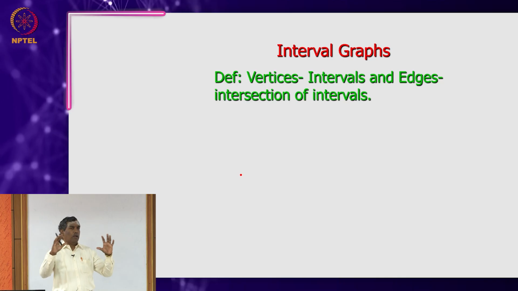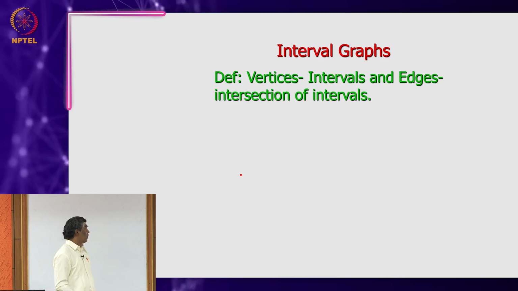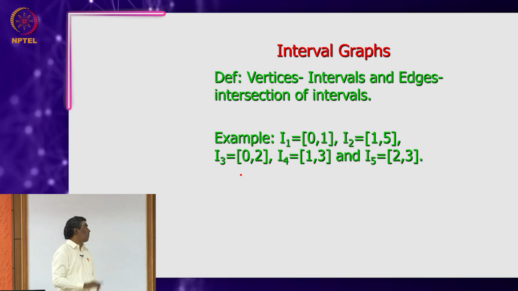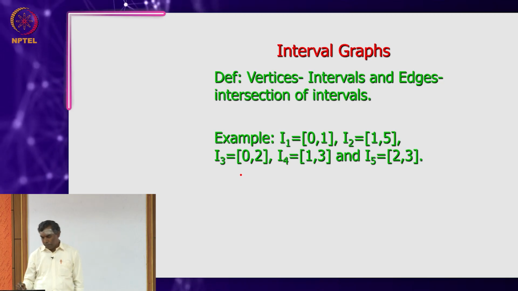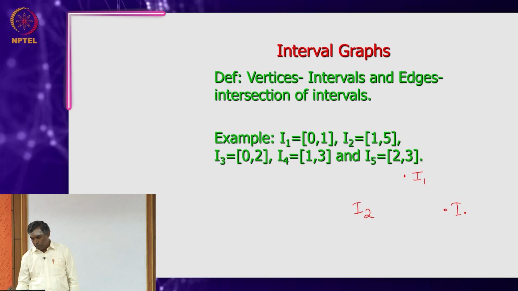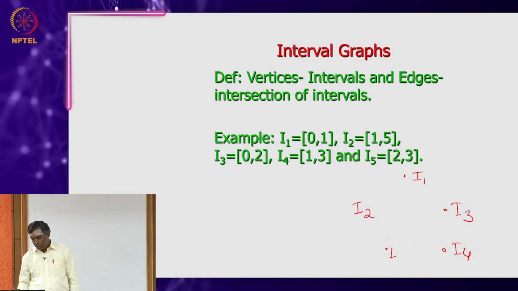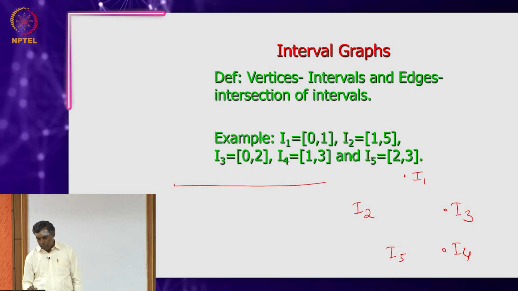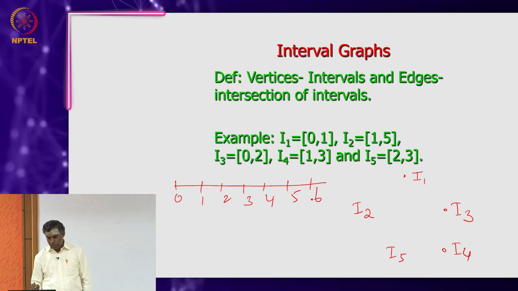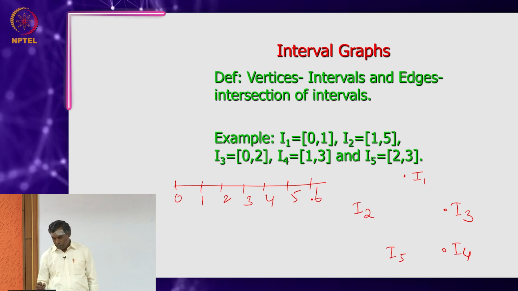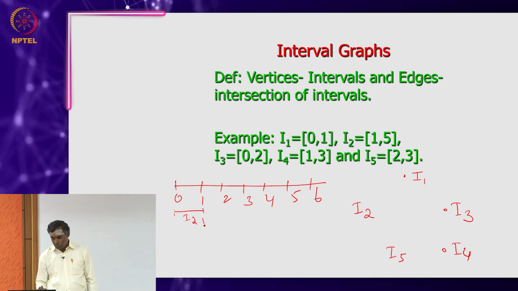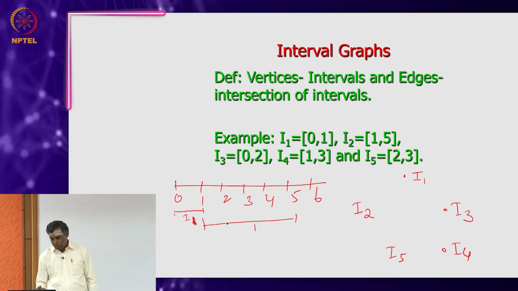An interval graph is a graph derived from an interval set. You take the vertices as intervals, and if two intervals intersect, then there is an edge between the two intervals. For example, I take this as I1, then I2, maybe I3, I4 and I5. If you take a number line, marked 0, 1, 2, 3, 4, 5, 6, the intervals are, this is I1, I2 is 1 to 5. Sorry, this is I1, this is I2.